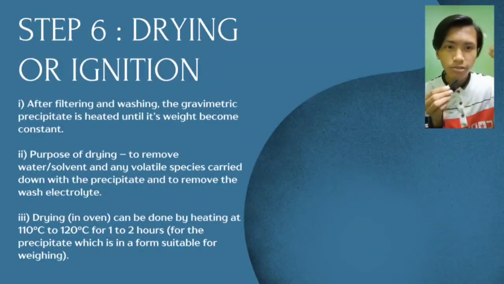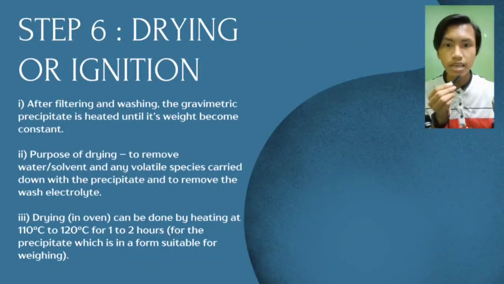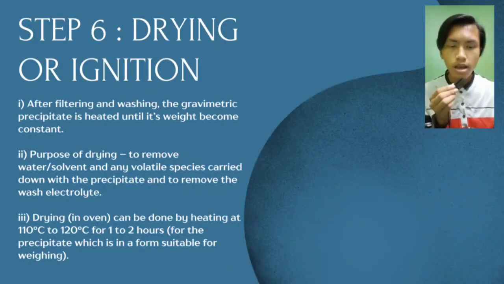Also, in drying we usually use an oven, which can be done by heating at 110 degrees Celsius to 120 degrees Celsius for 1 to 2 hours for the precipitate, which is in a form suitable for weighing.